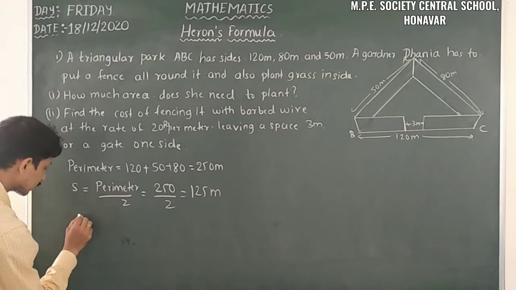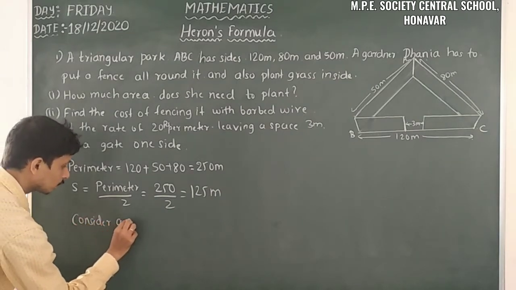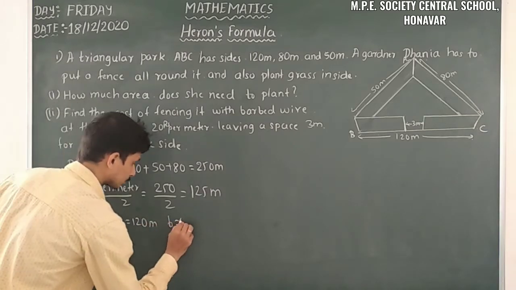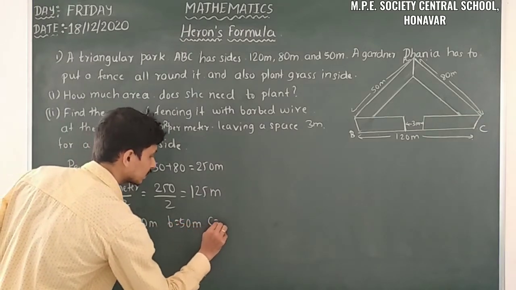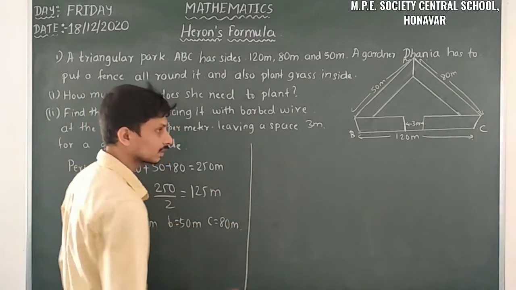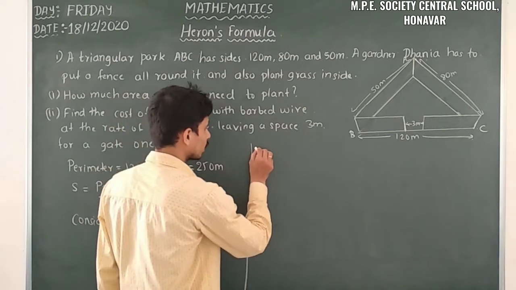That is, consider a equal to 120 meter, b equal to 50 meter, and c equal to 80 meter. So let us calculate the area of this triangular park using Heron's formula.